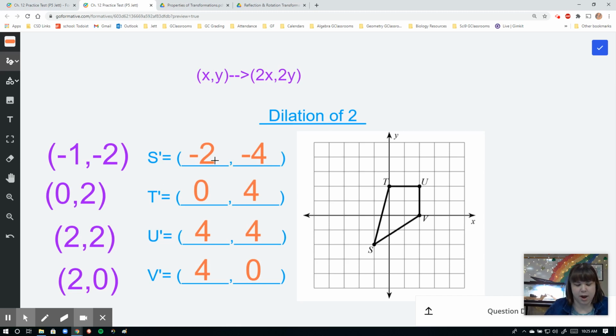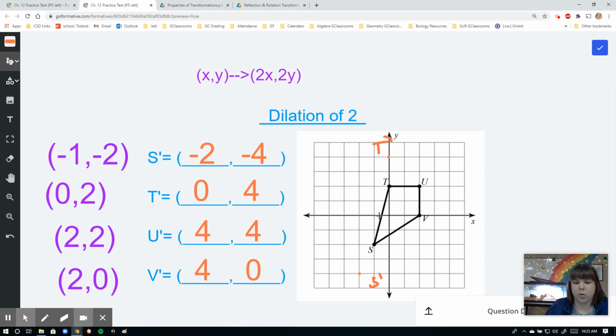So for S prime, I'm going to go to -2 and then to -4. So down 1, 2, 3, 4. That's going to be S prime. Then we got to go to 0. So we're at 0, and then we have to go up 4. So 1, 2, 3, 4. And that's going to be T prime.